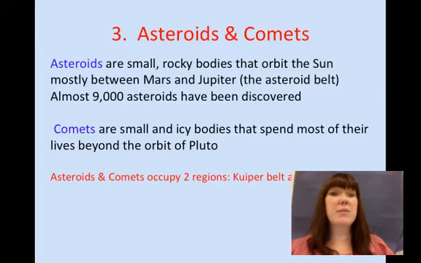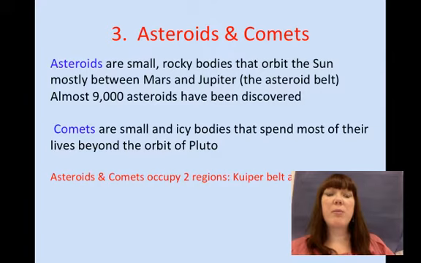Next, we have some other strange objects in our solar system that don't fit into the planet category. We have asteroids and comets. And asteroids are small rocky bodies that orbit in the asteroid belt between Mars and Jupiter, and we've discovered almost 9,000. And comets are small and icy that spend most of their time way beyond the orbit of Pluto, coming into the inner solar system only a few times during their lives.